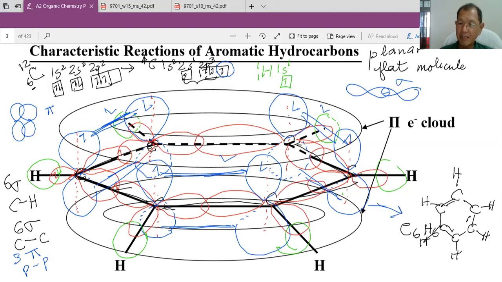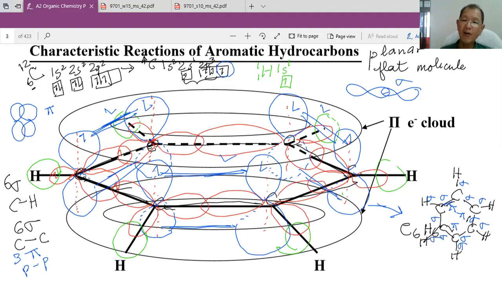See, the double bond here is a sigma and a pi. It's a sigma, it's a sigma, pi, it's a sigma. This is a pi bond here. It's also a sigma bond. CH sigma bond, sigma bond, sigma bond, and sigma bond. So the bonds are there.